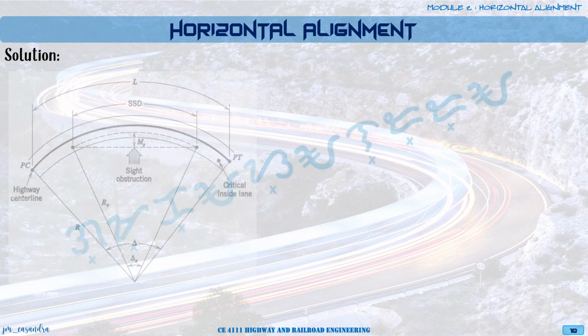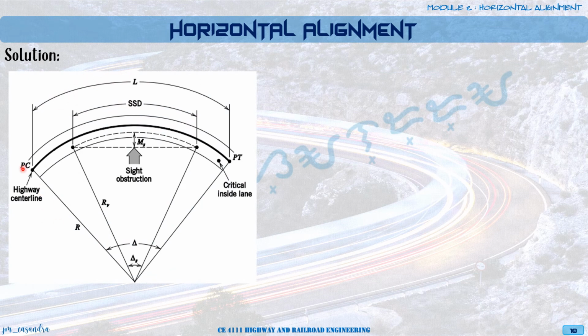So for our solution, we have here the center line of our highway. The critical inside lane will be what we will consider. So we have here our SSD, stopping sight distance. The obstruction should be limited until this horizontal line. So we have your radius, the minimum radius of curvature, and this will be our radius for our horizontal alignment, R.